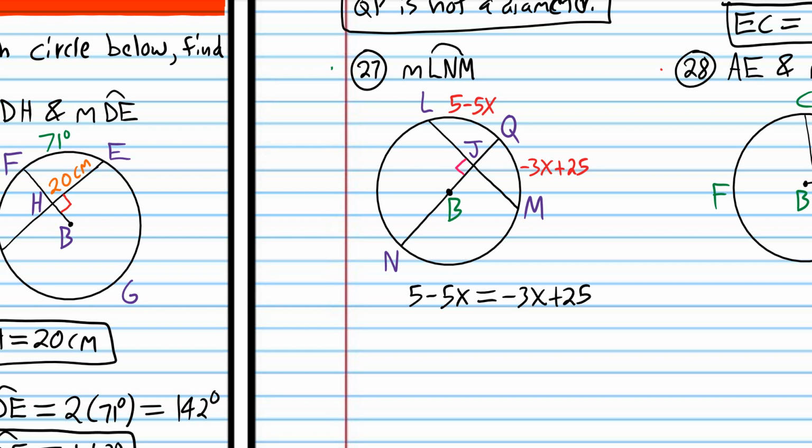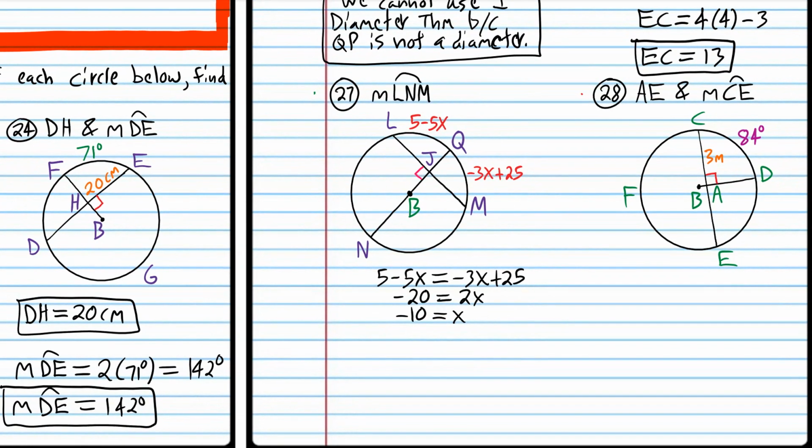So that arc LM is bisected. Then we're going to add 5x to both sides and subtract 25 from both sides. Then we're going to divide both sides by 2. And we get negative 10. So x is equal to negative 10.